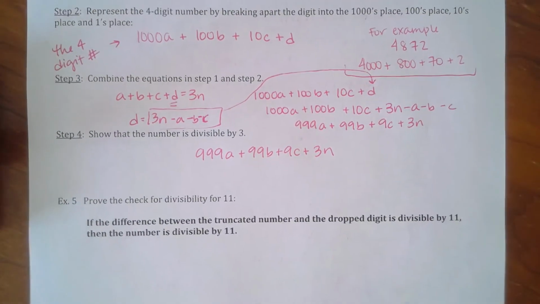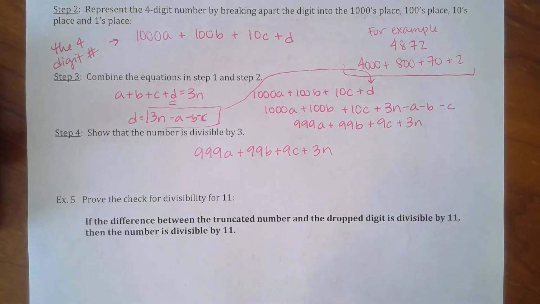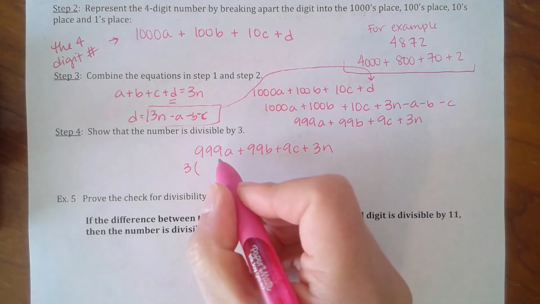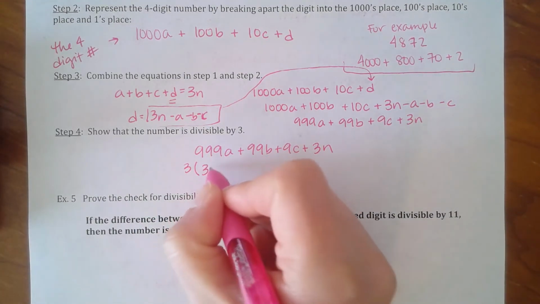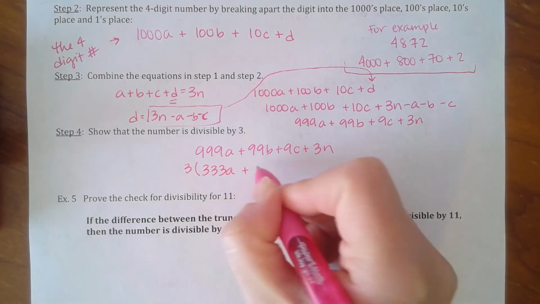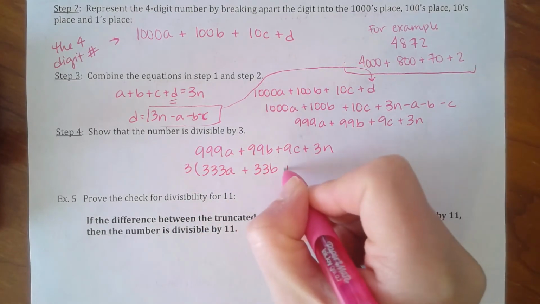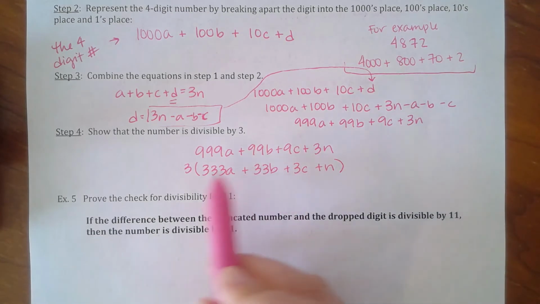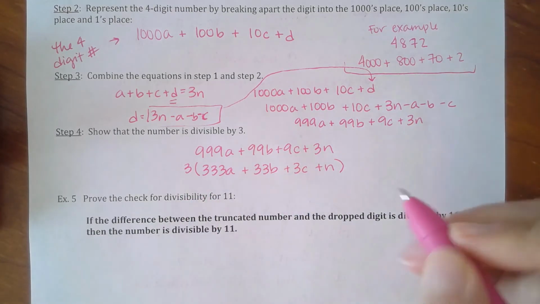And to show that something's divisible by 3, that means that I could factor out a 3 without having any issues with fractions and decimals. So I can factor out a 3 and still have integers left over. So in this case, I can do that. If I take out a 3 from 999, I get 333A, 33B, and then 3C, and then plus N. So this here is an integer. Multiplying by 3 means that this is divisible by 3.